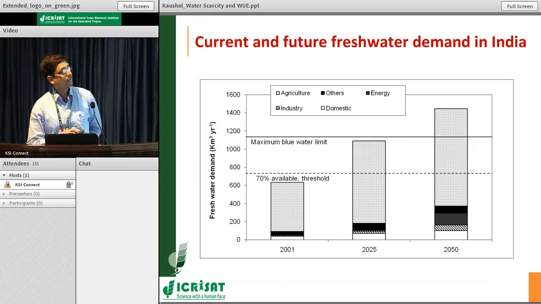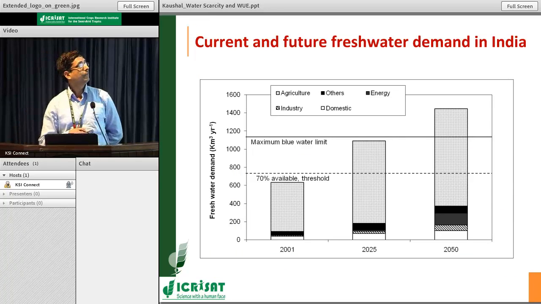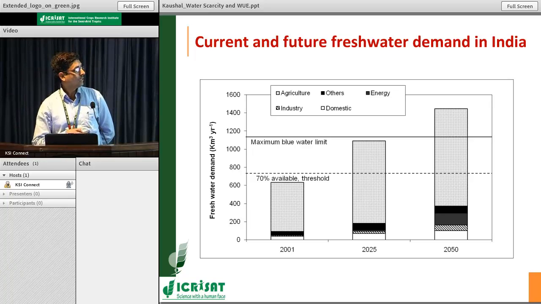This picture shows the current and future water demand in India. The bar shows the current water use and the line shows the total availability. India's total water availability is at a 70% threshold of water resources, and we can see that recently we have almost harvested it, or are reaching the threshold. If our water use efficiency stays the same in future, then we will have physical water scarcity, and a chronic water shortage.